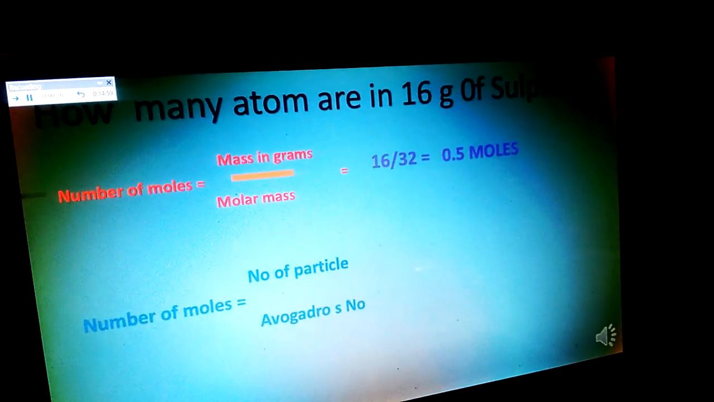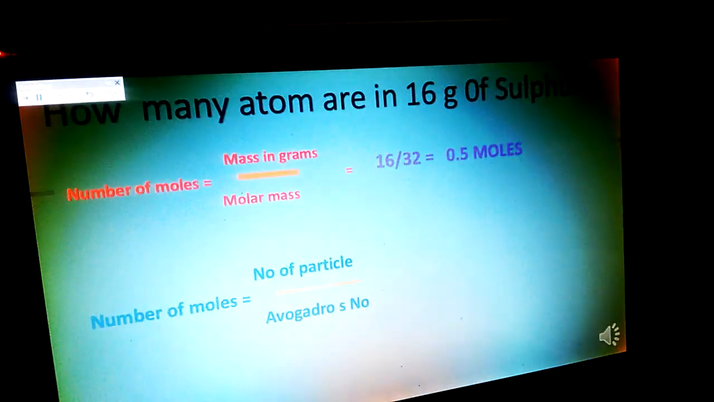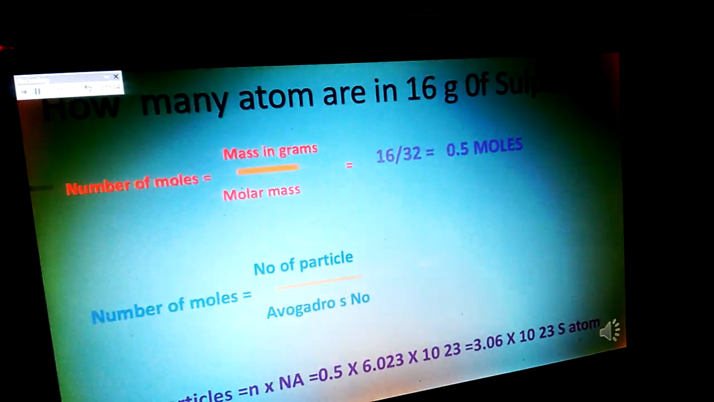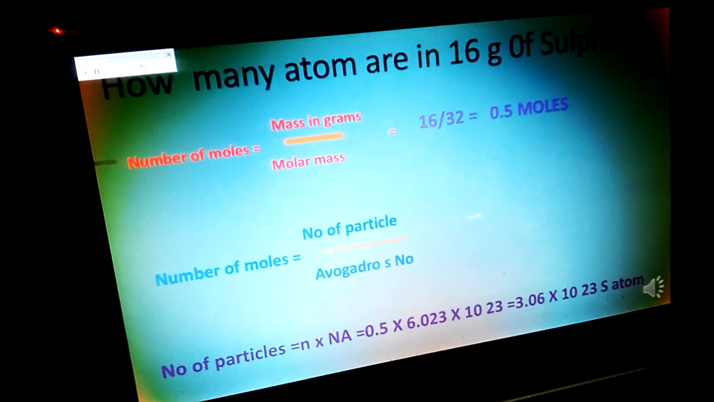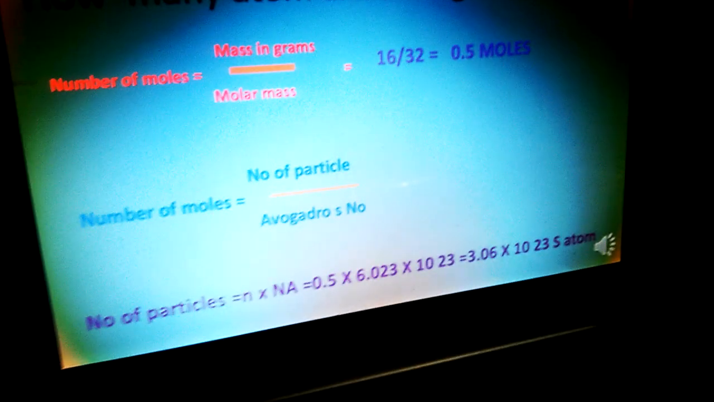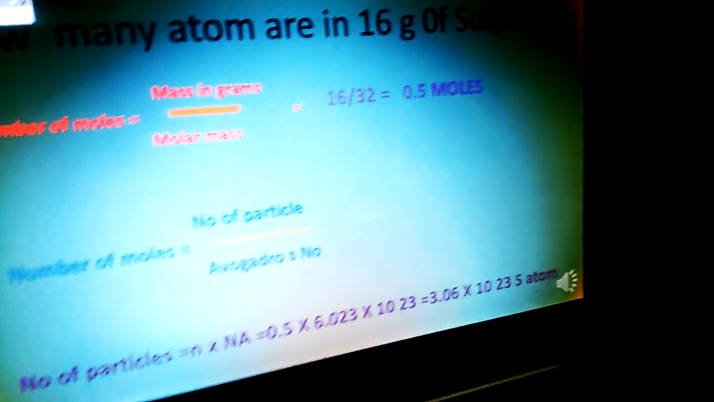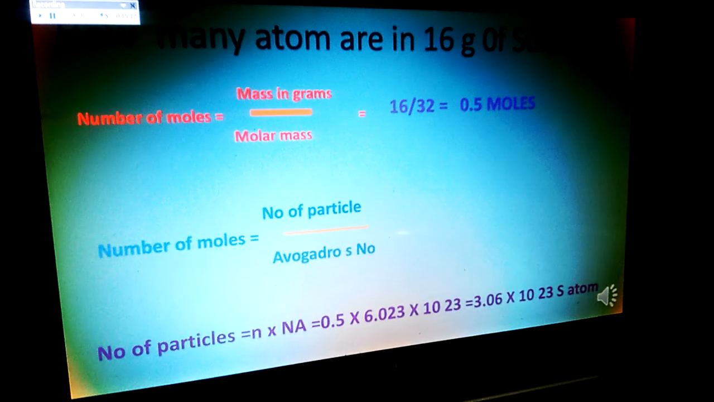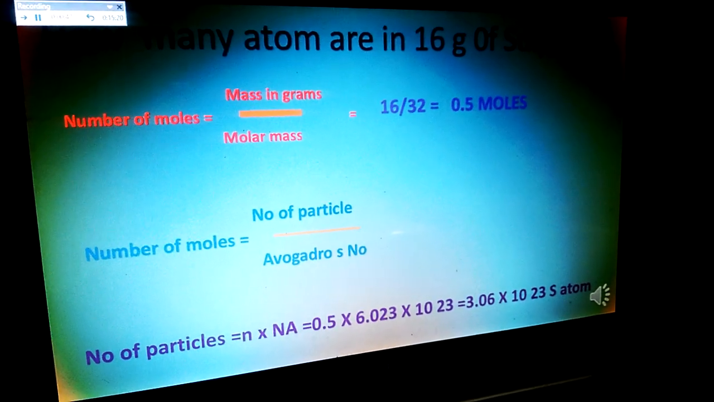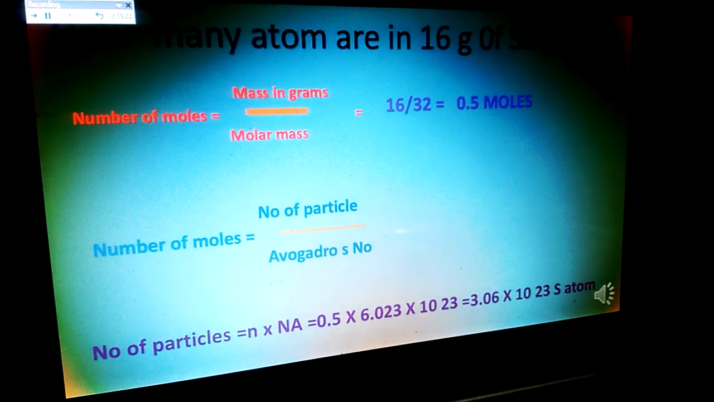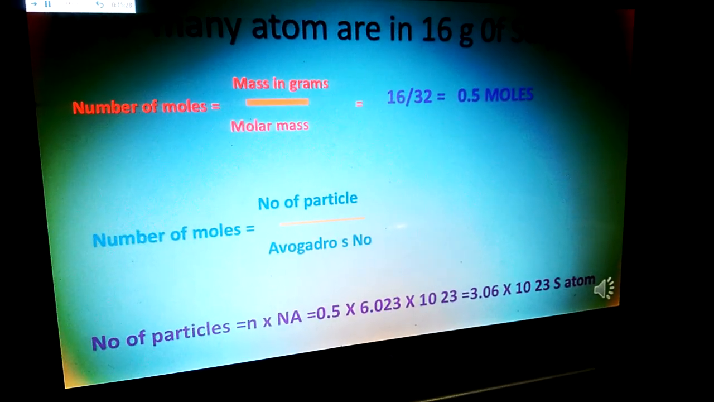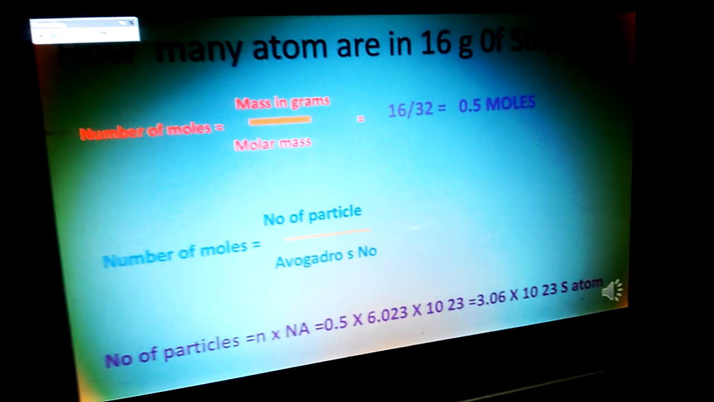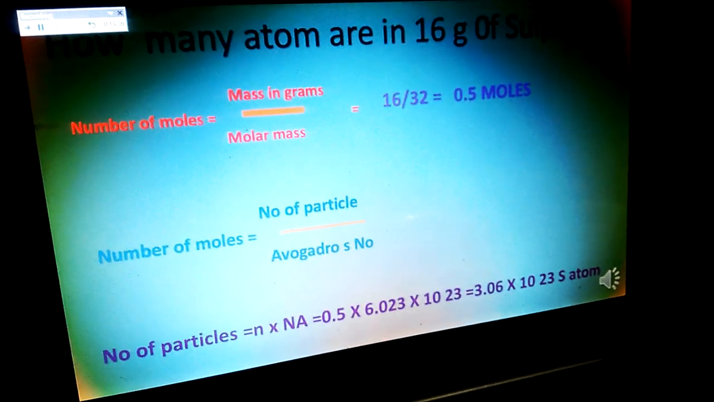Number of moles is equal to number of particles divided by Avogadro number. First we calculate the number of moles. Then we put this value in the formula number of moles is equal to number of particles divided by Avogadro number. So number of particles is equal to number of moles multiplied by Avogadro number. So 0.5 multiplied by 6.023 multiplied by 10 raised to the power 23 is equal to 3.01 multiplied by 10 raised to the power 23 sulfur atoms.